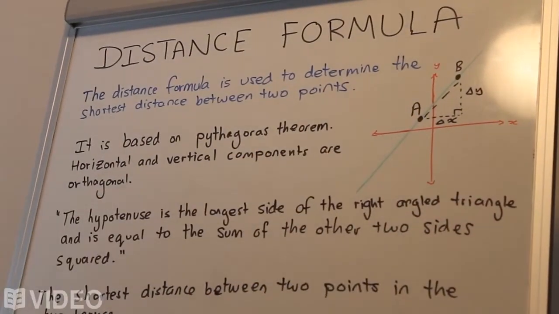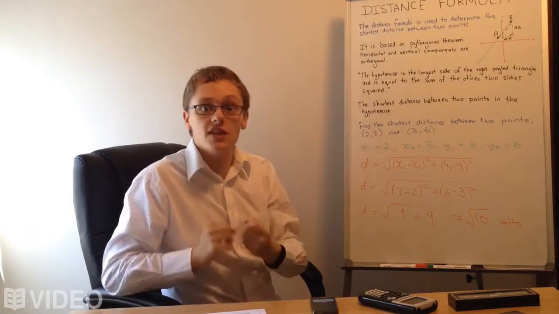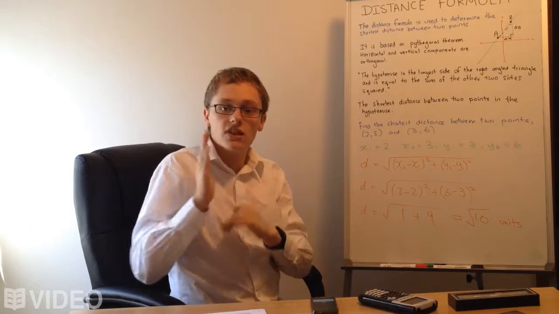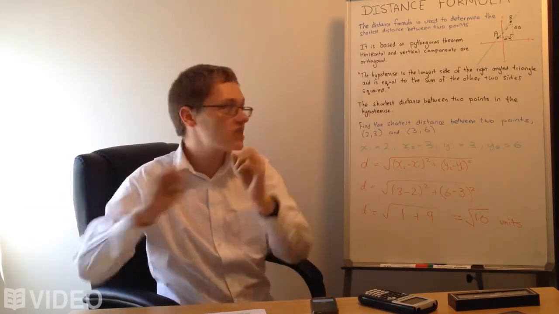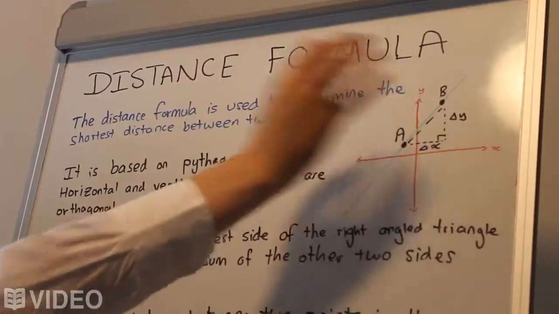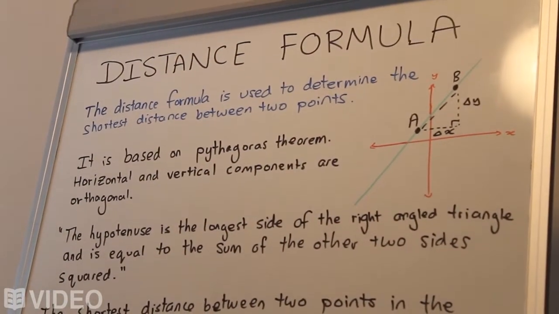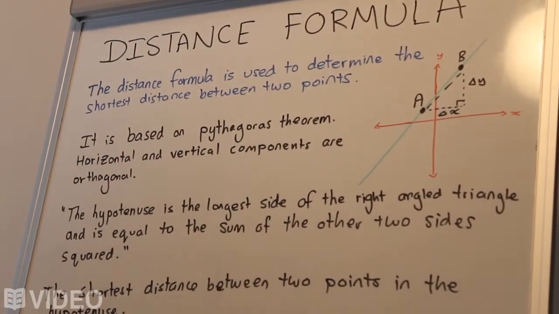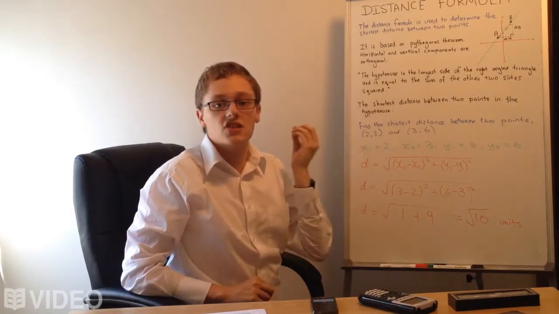We've got some change in x, again, that links into what we did with the slope before. All these concepts are related. And then we also have some change in y. And we use these values, the delta y and the delta x, to work that out. So the hypotenuse, and you've probably heard that fancy word before, is the longest side of a right-angled triangle, and is equal to the sum of the other sides squared.